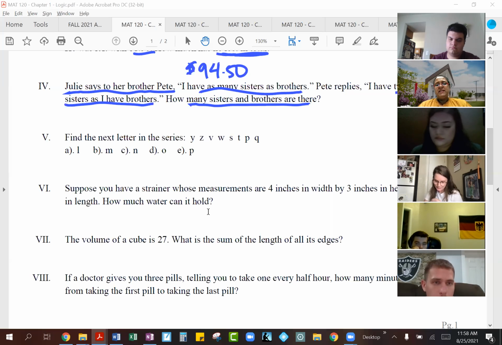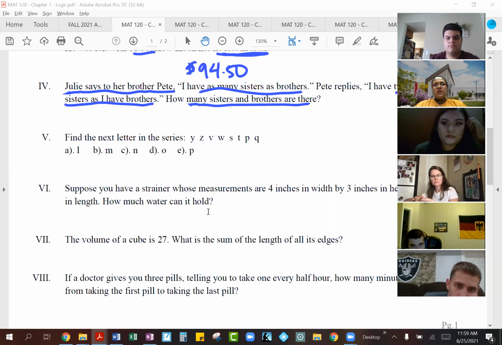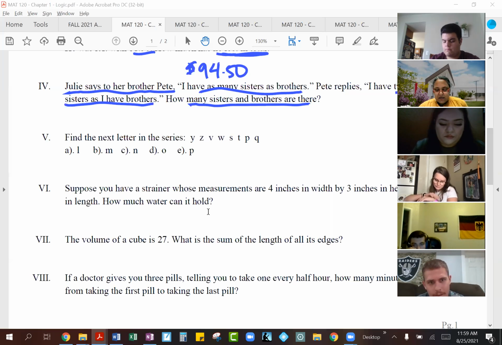Okay, so Julie says same number of sisters as brothers. Pete says twice as many sisters as brothers. So we want to know how many sisters and brothers, or how many girls and boys, there are. You can use G and B for girls and boys, or S and B for sisters and brothers. It doesn't matter. I'll give you another 30 seconds, and then let's see what numbers you have come up with. So again, don't send your answer till I ask you to.